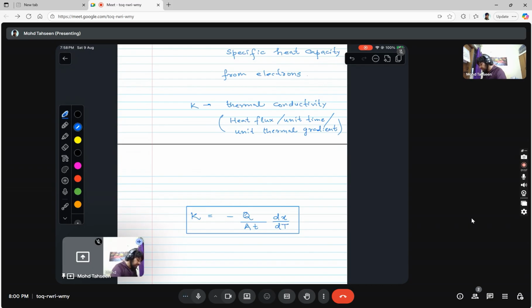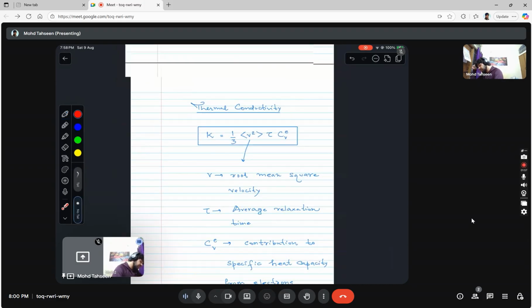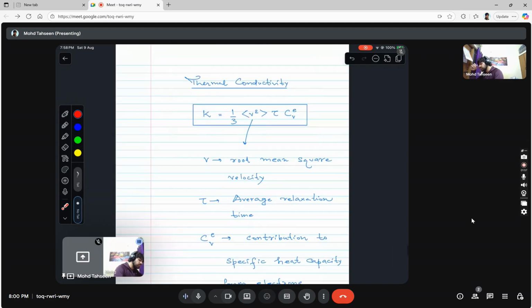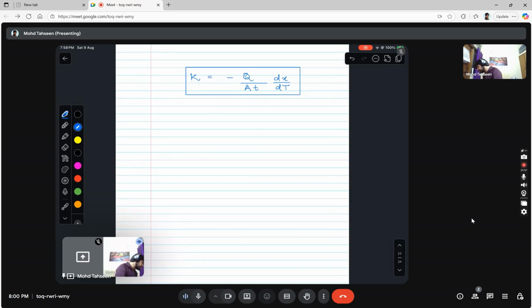Okay, so what does the Drude model do here? Once we get this expression, we again plug in the values. We know the value of tau. We know the value of CVE. How do we know the value of CVE? It is computed to be, so all these quantities are coming from experiments.